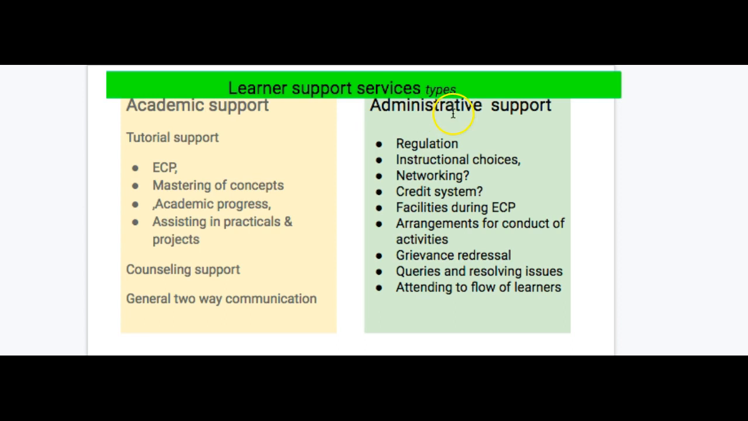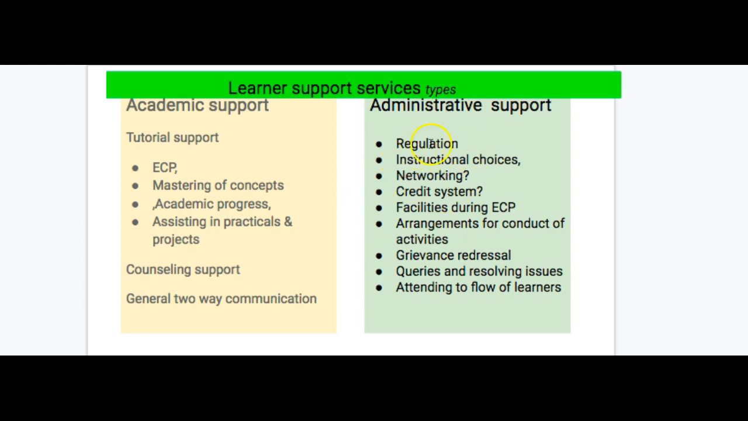One is the academic support and the other one is administrative support. Academic support we can see in the form of tutorial support, conduct of counseling sessions, conduct of extended contact programs, mastering of the concepts at the learner support centers through the counselors, academic progress and assisting in practicals and projects, and general two-way communication which is established through the regional center, the headquarters, or the learner support center by the counselor, the coordinator, or the staff and functionaries with the learner, or from the learner to these functionaries.